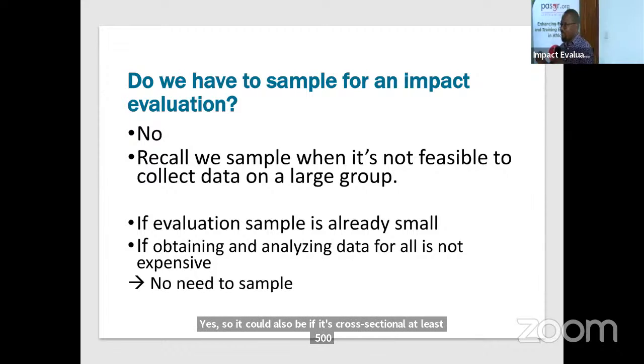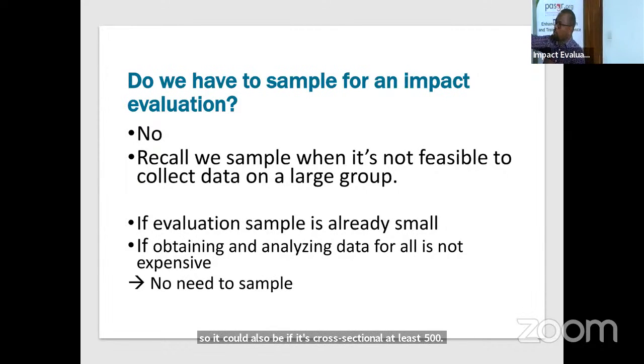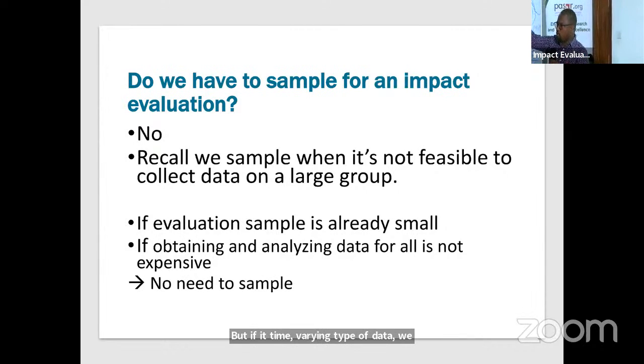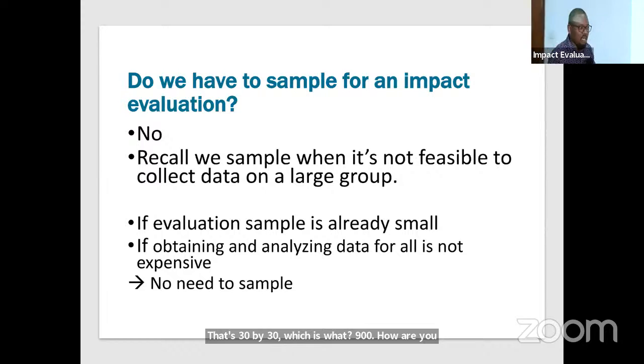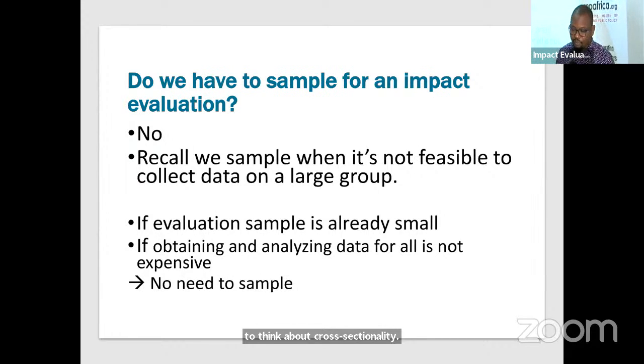where you're observing the same unit across time. I'm observing you today, I'm observing you tomorrow. If I observe you for 30 days, I have 30 observations. And if I have 30 of you, that's 30 by 30, which is what? 900. Are we together? So your sample gets bigger. So there are so many things to think about: the cross-sectional nature of the data and the time panel nature of the data.